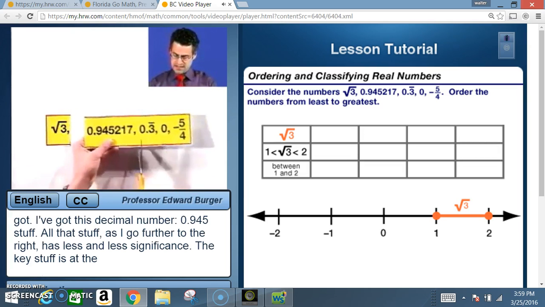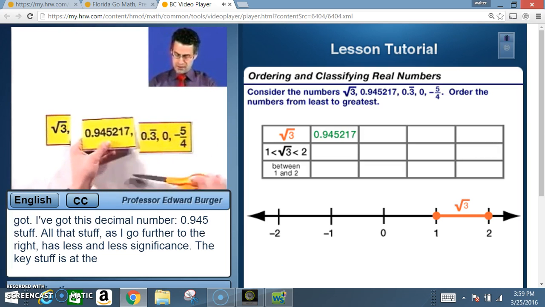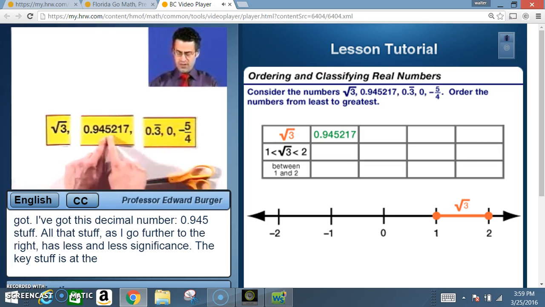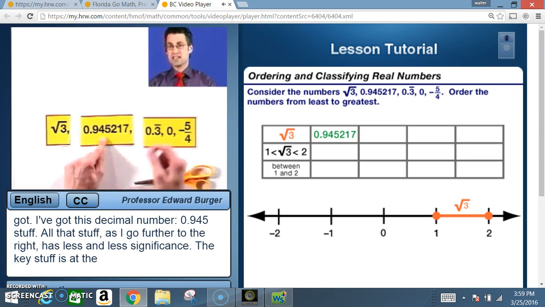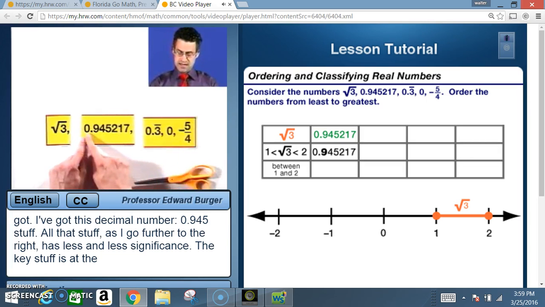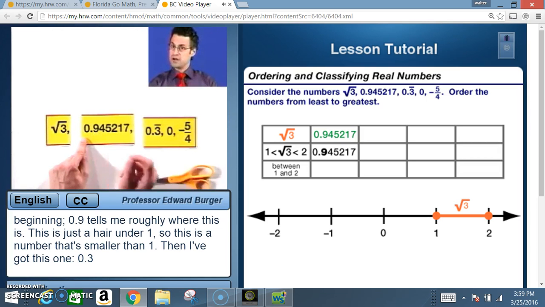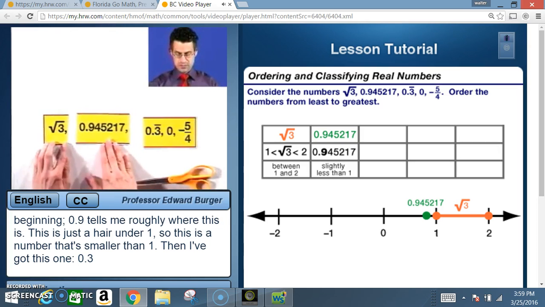Then I've got this decimal number, 0.945 stuff. All that stuff, as I go further to the right, has less and less significance. The key stuff is at the beginning. 0.9 tells me roughly where it is. This is just a hair under 1. So that's a number that's smaller than 1.